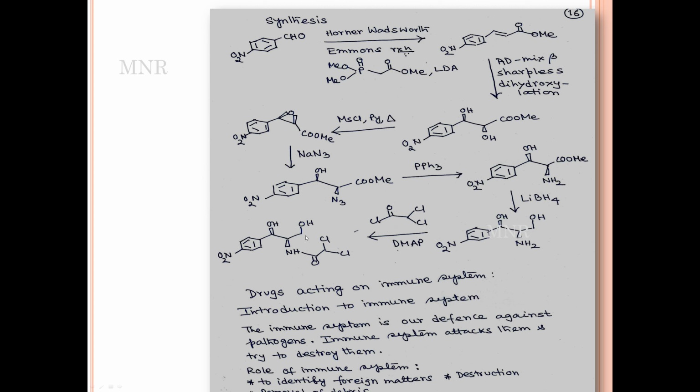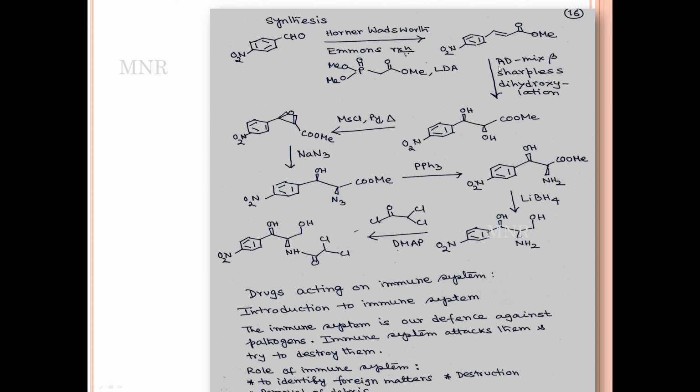Now let us see the chloramphenicol synthesis. So this is paranitrobenzaldehyde. When it undergoes the Horner-Wadsworth-Emmons reaction, it's a modified Wittig reaction where we will be getting the double bond. So this is the double bond. Here actually it will come with the aldehyde, and then here this is CH=CH-COOMe it will form. And then this is the Sharpless dihydroxylation by using the AD-mix beta.